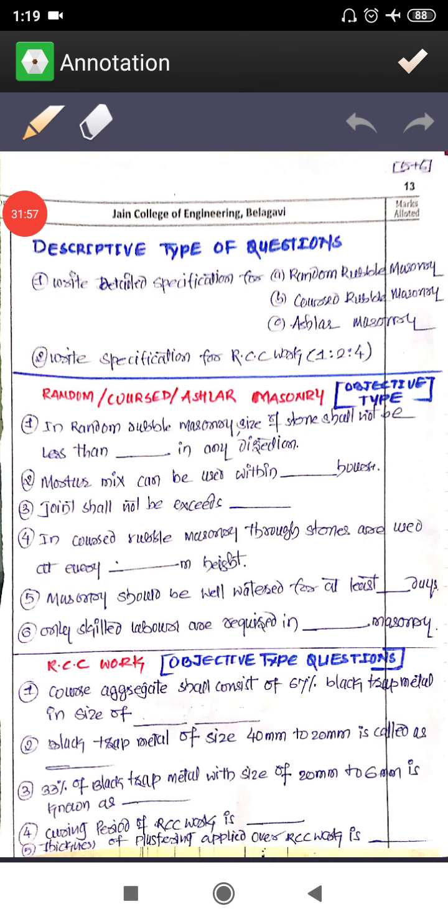Now we are going to see some of the important questions we can get from this. Direct questions will be, you are supposed to write a detailed specification for random rubble masonry, coarse rubble masonry, or ashlar masonry. And then you may get a question to write a detailed specification for RCC work, whatever the proportion may be. And objective type questions: in random rubble masonry, size of stone shall not be less than dash, 15 centimeter in any direction.